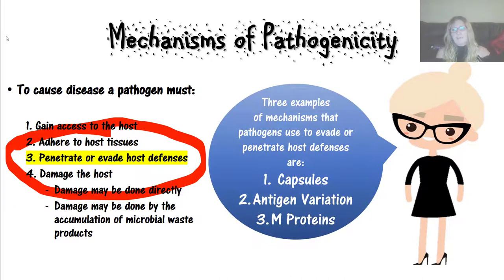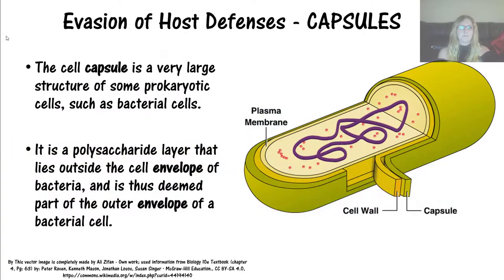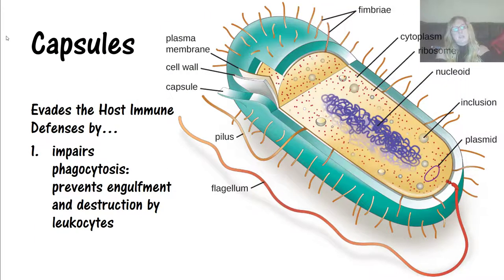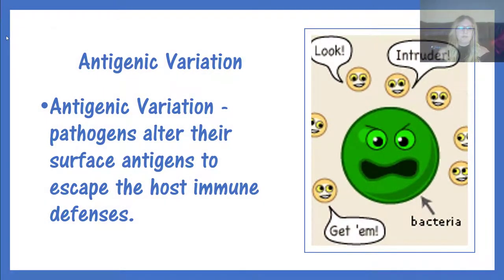Three examples of mechanisms that pathogens use to evade or penetrate host cell defenses are capsules, antigen variation, and M proteins. The cell capsule is a very large structure of some prokaryotic cells, such as bacterial cells. It's a polysaccharide layer that lies outside the cell envelope of bacteria, and it's deemed part of the outer envelope of the bacterial cell. The capsule effectively evades the host immune system by impairing phagocytosis, and it prevents the engulfment and destruction by the leukocytes, or white blood cells.